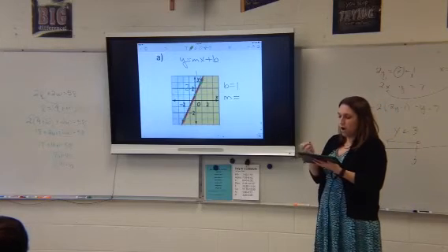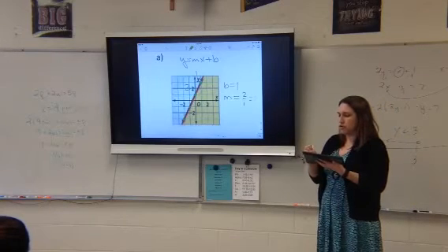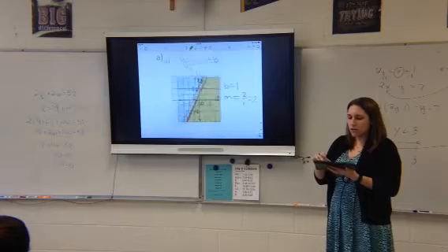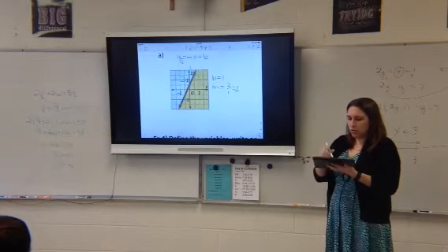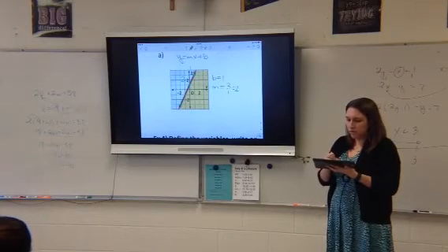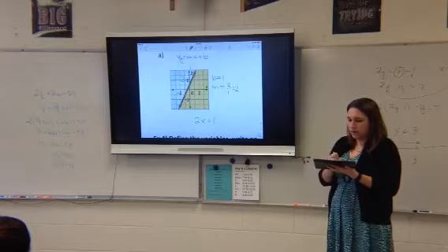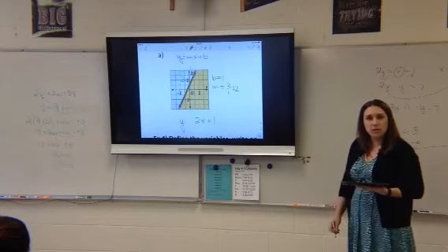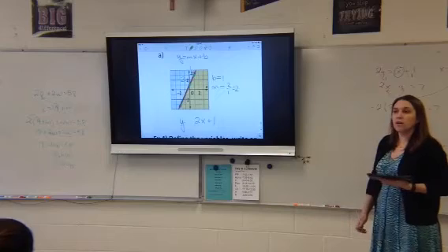Good, 2/1, which is just 2. Okay? Alright, so now you're going to start your equation. We know the slope is 2, so I've got 2x plus 1. I've got y on the other side. Okay, is everybody okay with that so far?